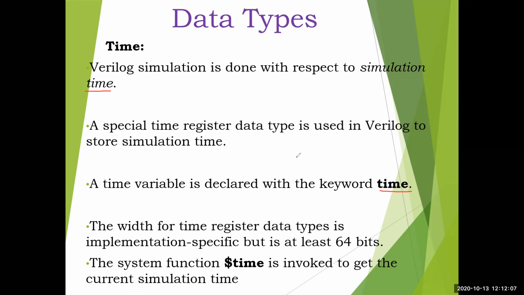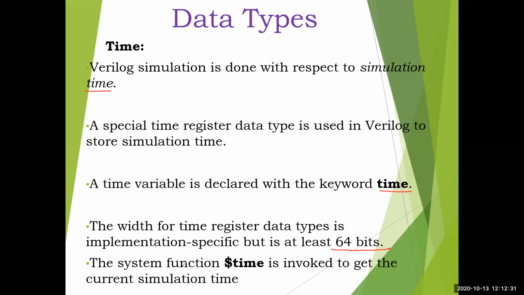Every time the counter used to add that: 0 plus 15, 15 plus 180, 195, 195 plus 10, 205, 205 plus 20, 225. Like that, these values will be stored internally in a data type called time. The width for time register data types is implementation specific, but at least 64 bits. Okay, 64 bits it should be, or else machine specific.